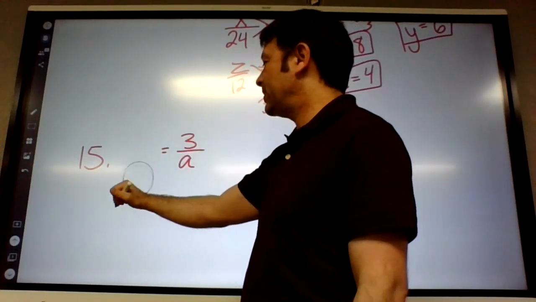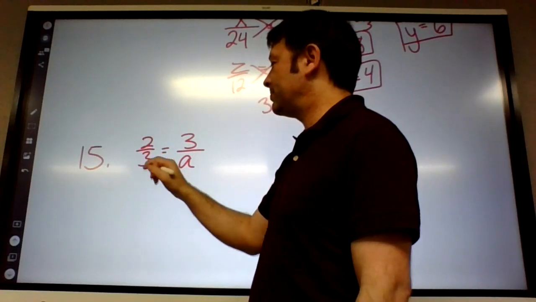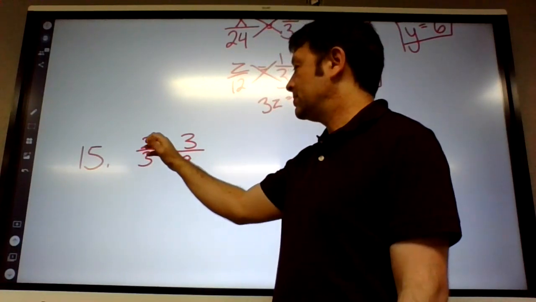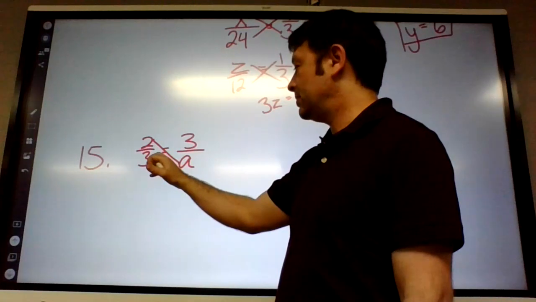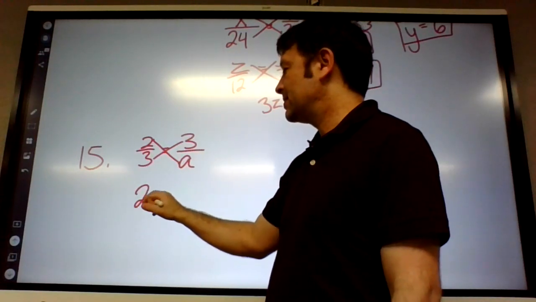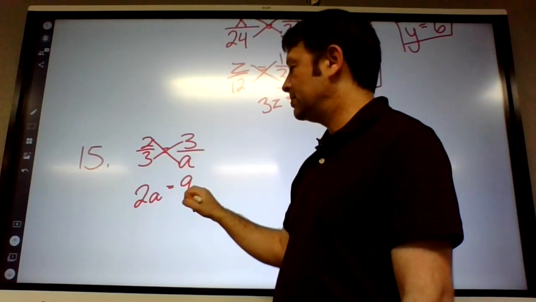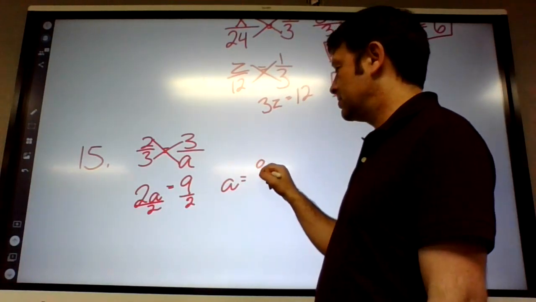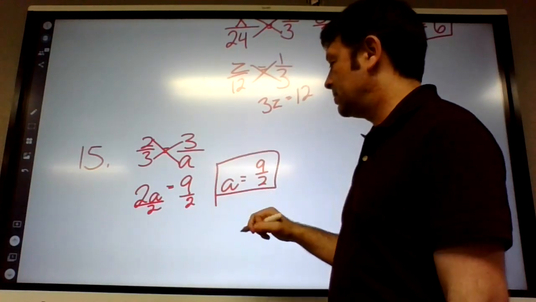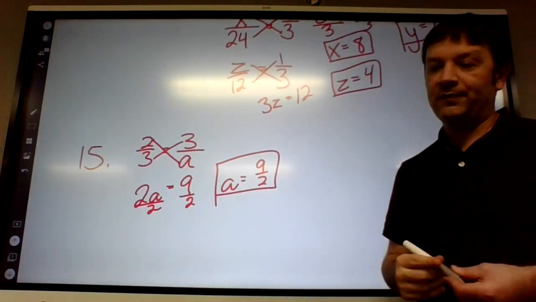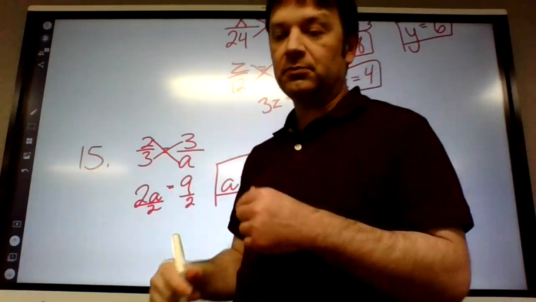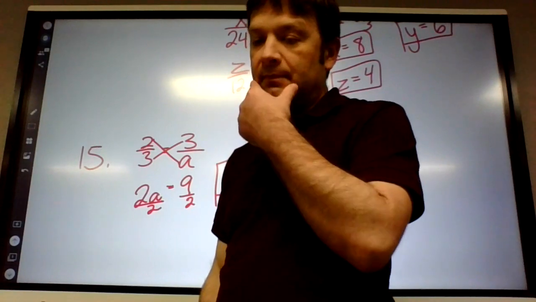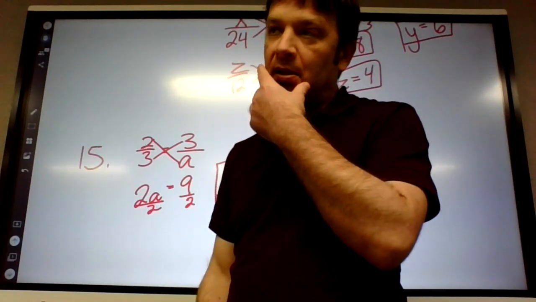Okay, that's 2 to 3, right? That's the similarity ratio. So 2A equals 9. So A is 9/2 or 4.5 is fine.